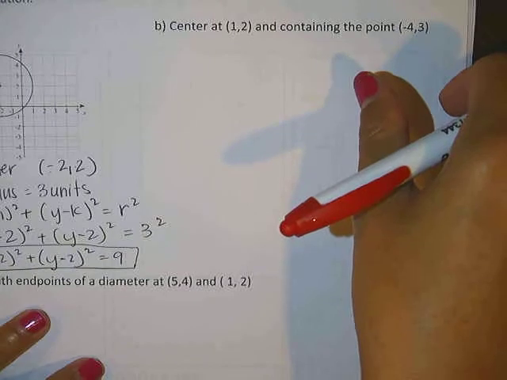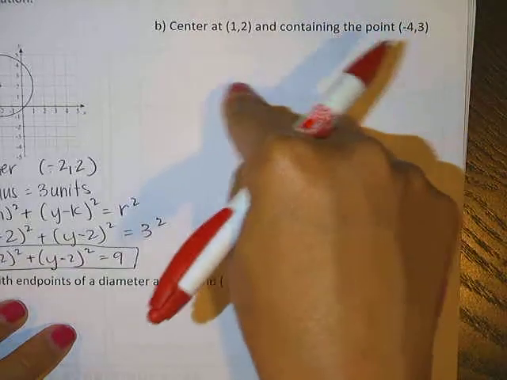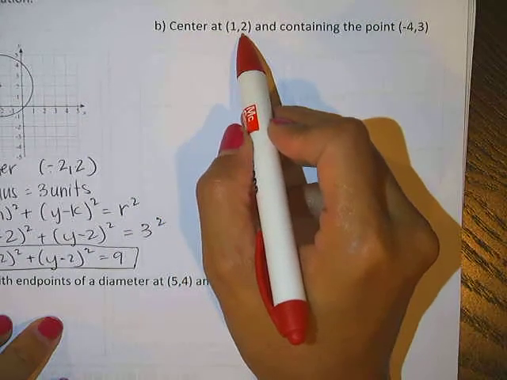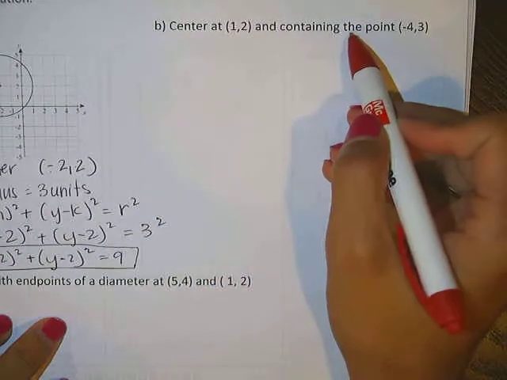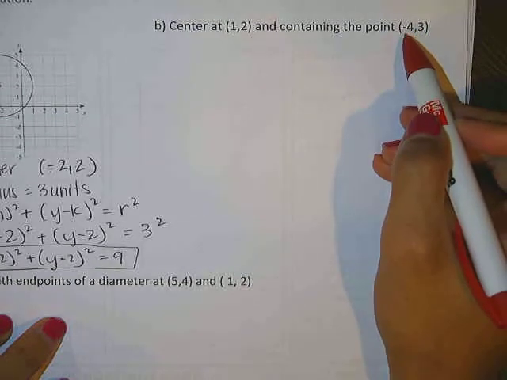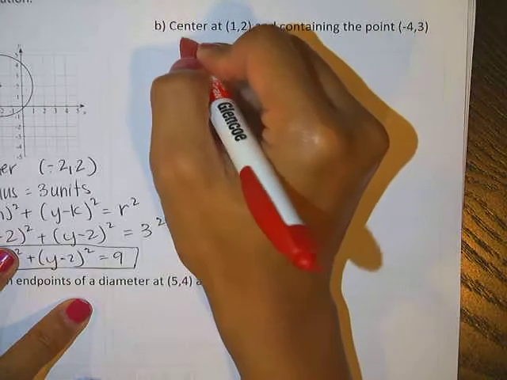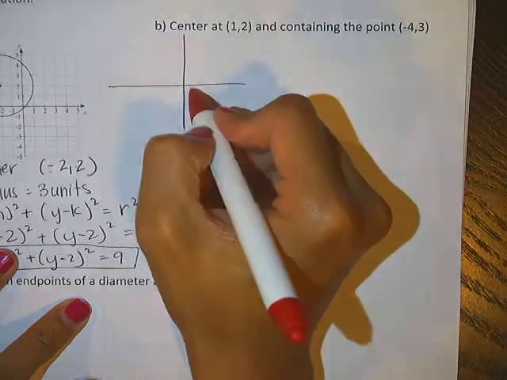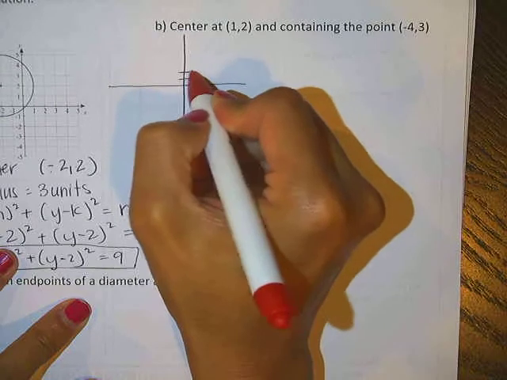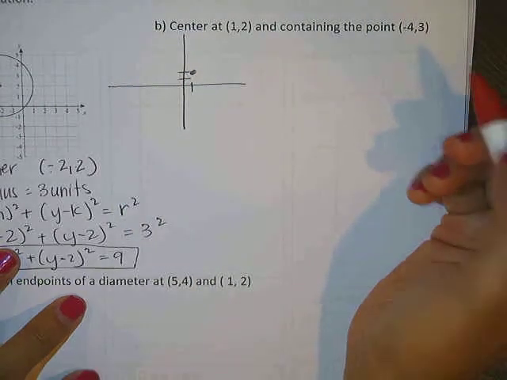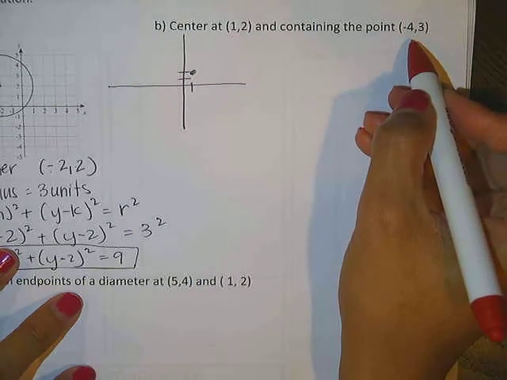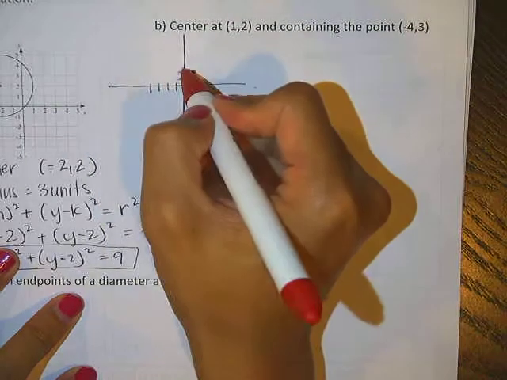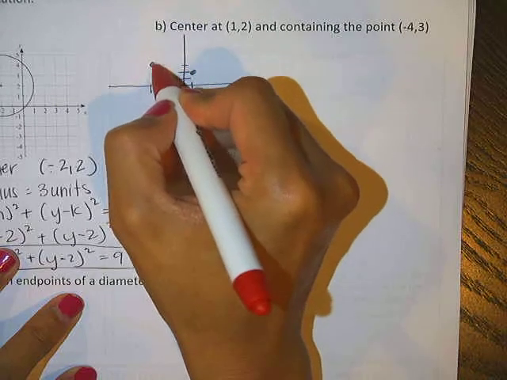Again, I'm asking you to write it in standard form. It says, I'm giving you a center at 1, 2, and the circle contains the point negative 4, 3. So if you sketch this out, it's probably easier to see. So here's 1, 2, which is the center. And it contains the point negative 4, 3. So negative 1, 2, 3, 4, and go up 3.